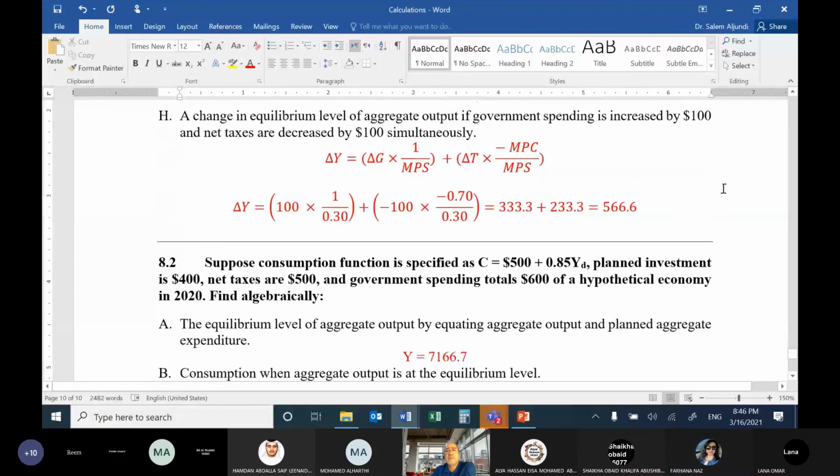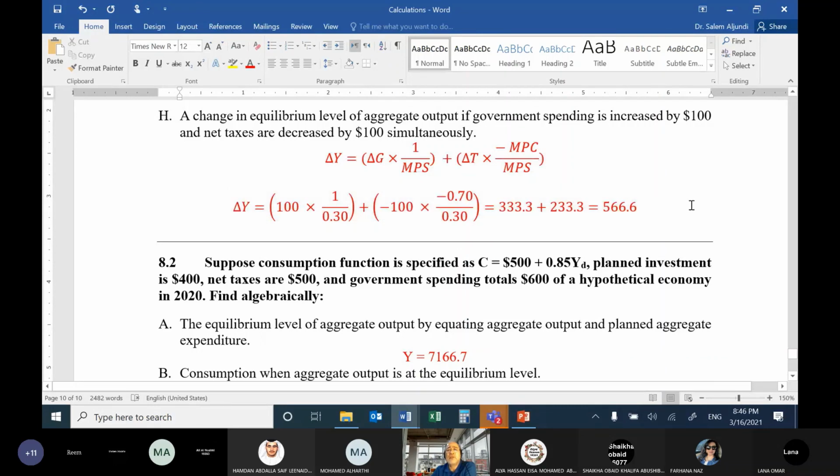H. A change in equilibrium level of aggregate output if government spending is increased by $100 and net taxes are decreased by $100 simultaneously. Okay, so also we already explained such a question. So government spending increased by 100, taxes decreased by 100, so I write minus 100.